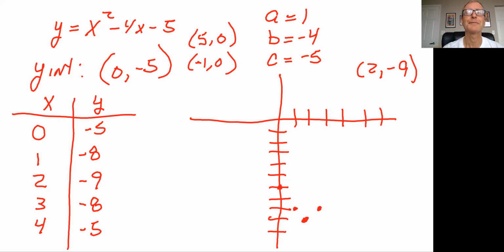I think that's 6. Oh, that's not what I wanted to erase. Put that back in. So 1, 2, 3, 4, 5 would be right here. And then x equals 4, y equals 5 would be right here.